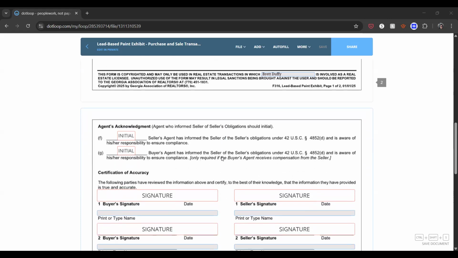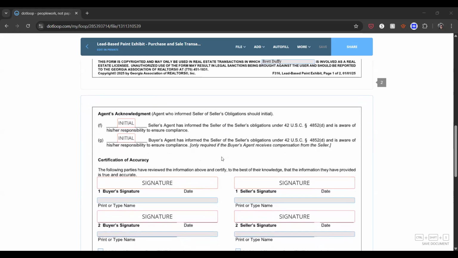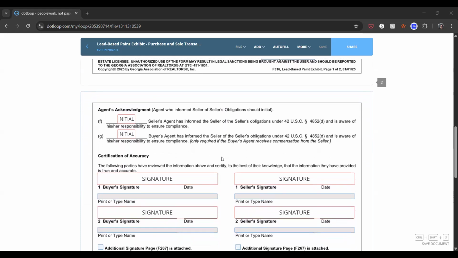All right, let's look at this agent acknowledgement piece. This is the piece that we've been talking about today based on those two forms. F here, which is the seller's agent, has informed the seller. When you initial this, you need to have given them the F317. As the buyer's agent, when you initial this, you need to have given the listing agent or the seller of a for sale by owner the F318.